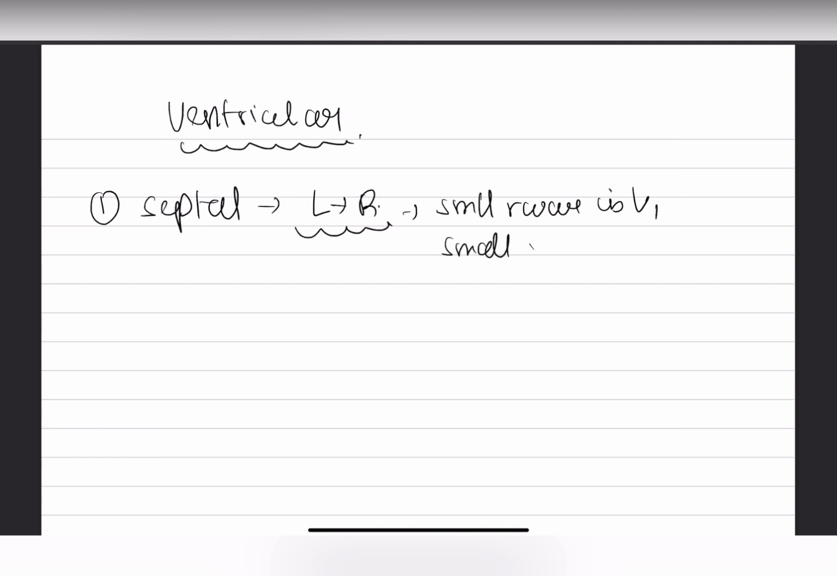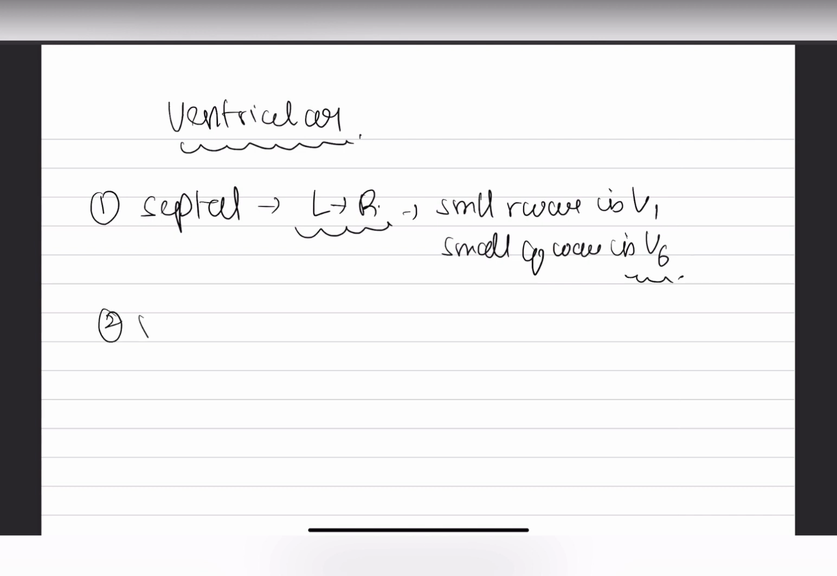Now going into the concept of ventricular enlargement. Before jumping into the topic, we should know how the ventricles are activated, how the QRS waves are produced. The first step is septal activation. Septal activation, remember, occurs from left to right. So this produces a small R wave in V1 as well as a small Q wave in V6. This is an indicator of septal depolarization.